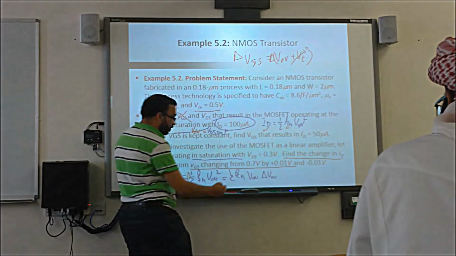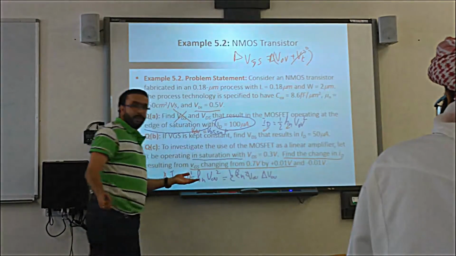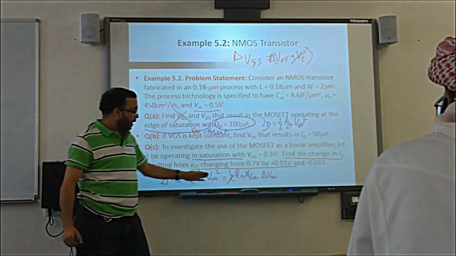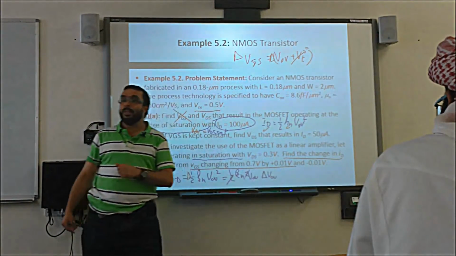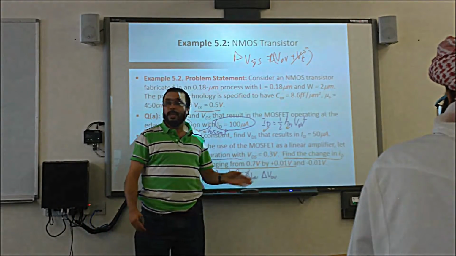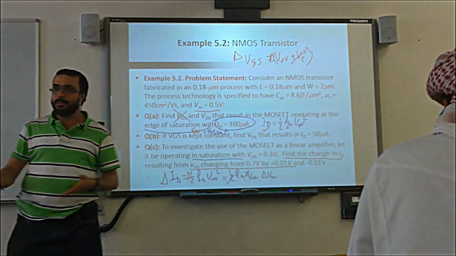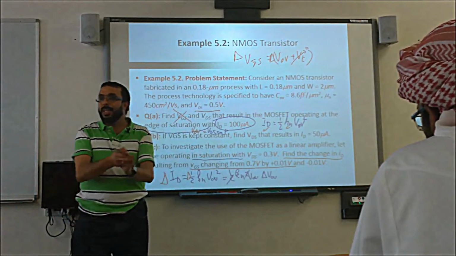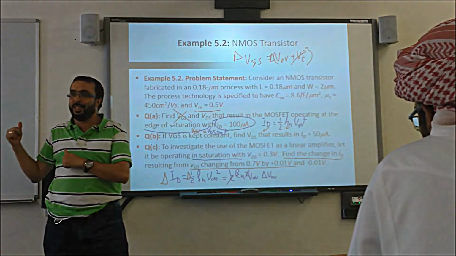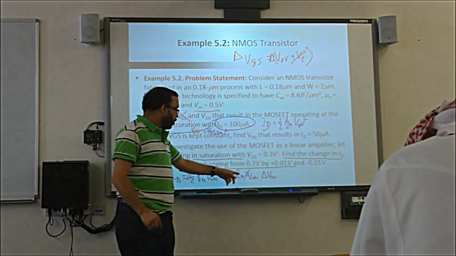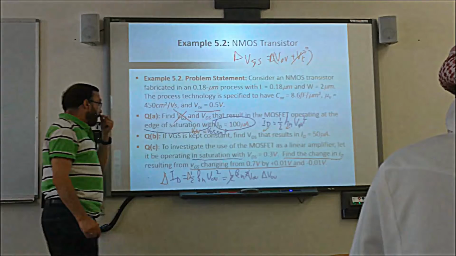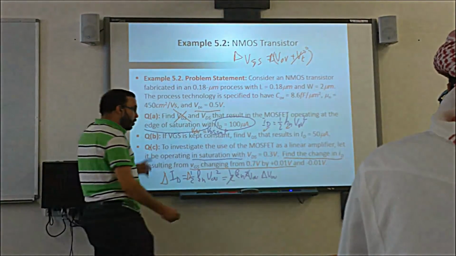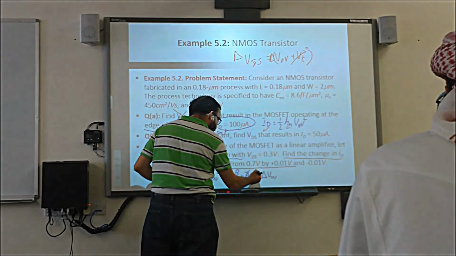As the 2 comes down, you multiply this by 2, then the 2 cancels with the 2. That's it: delta ID is Kn V overdrive delta V overdrive. What do I replace V overdrive with? I replace it with the average value, because overdrive goes by plus 0.01 and minus 0.01, which means the same overdrive that I had before. I found it here, it's kept constant. So the V overdrive, I do have it.